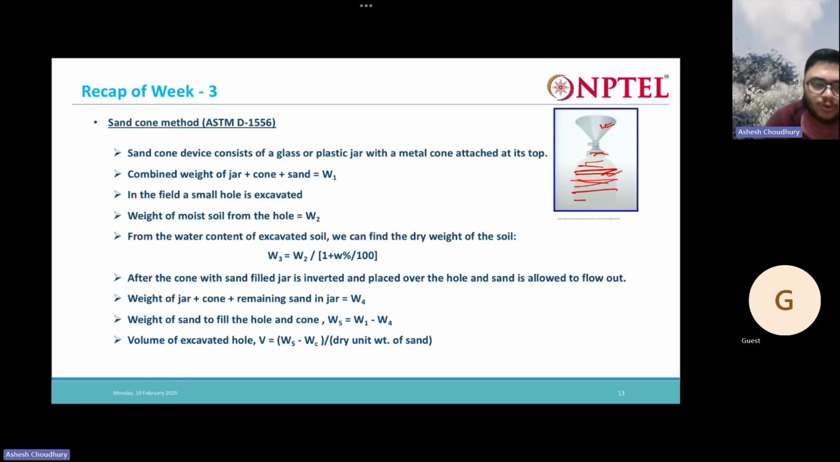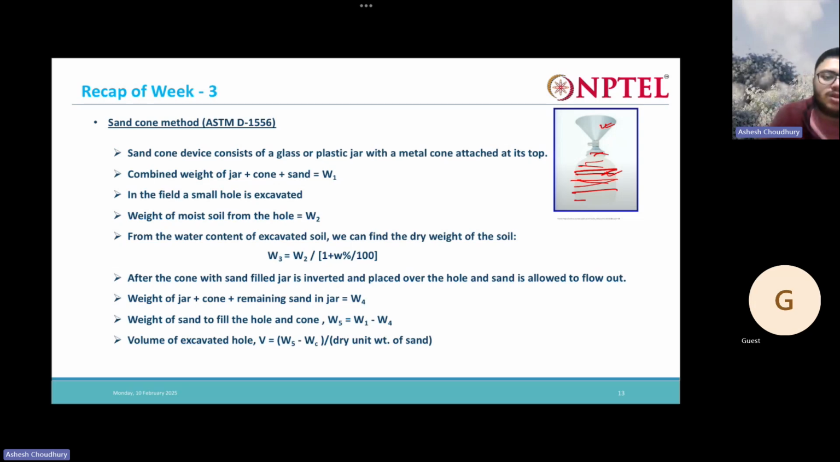Then in the field, we put a plate or tray, with a circular hole in between. I will show you a video. Then we excavate the soil through that circular hole in the tray, so that all the soil you excavate can be retained on the tray itself. It should not be lost.